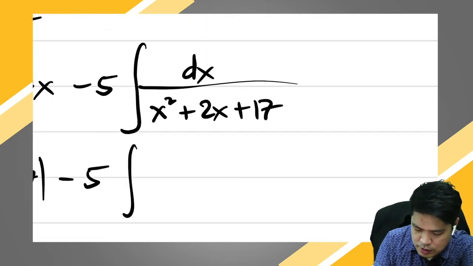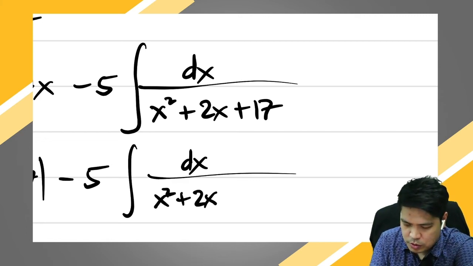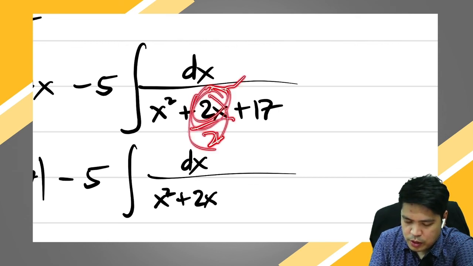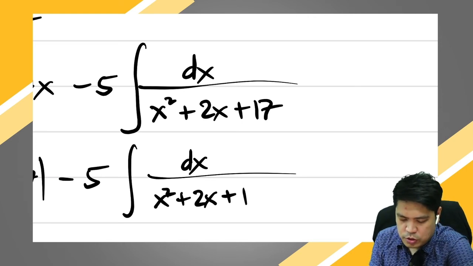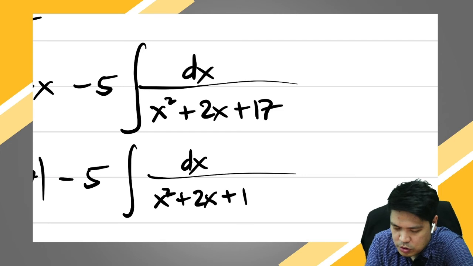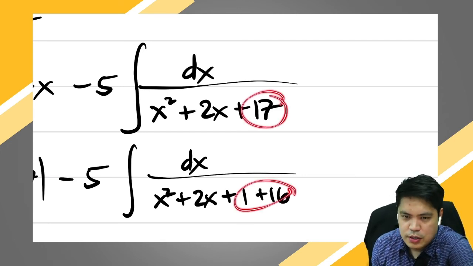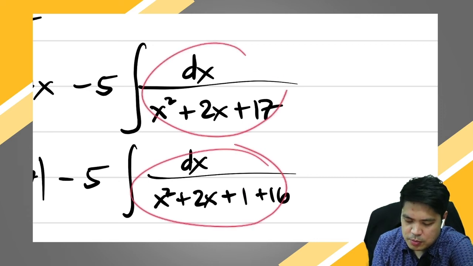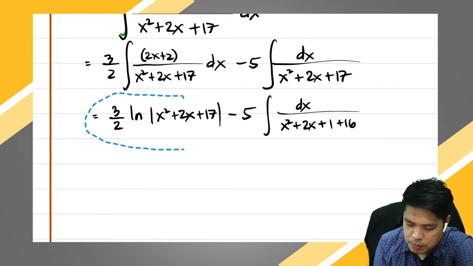So this is the integral of dx over x squared plus 2x. Remember that 2x or 2 divided by 2 is 1. 1 squared is 1. So I need to add 1 here. So x squared plus 2x plus 1 is a perfect square trinomial, and we just need to add 16 for this to be equal to 17. So this is now the same as this. Now, sige, isa-isa na lang natin. So let me copy this.